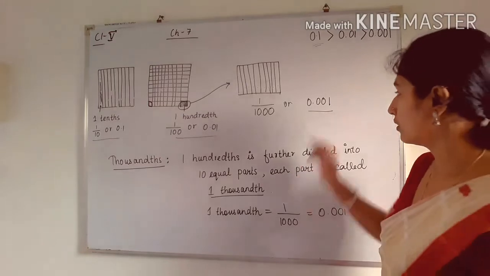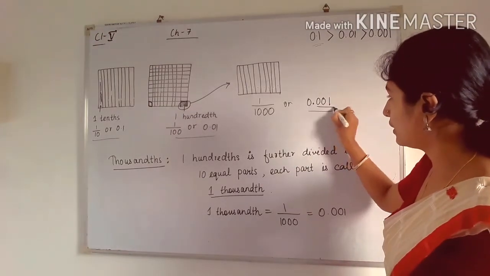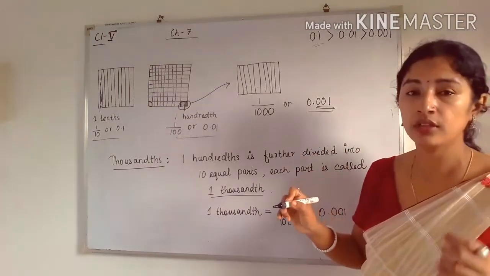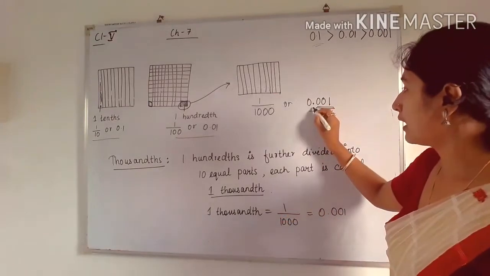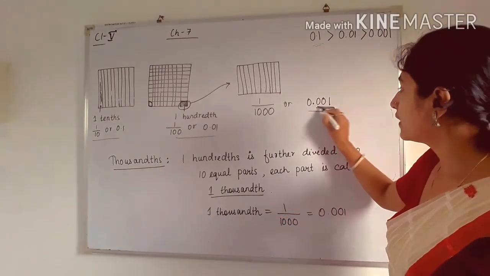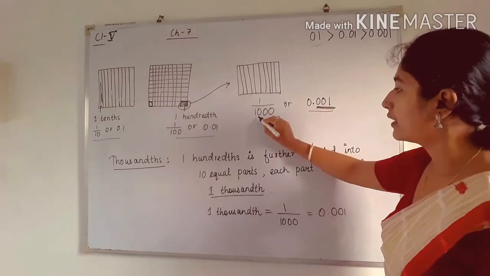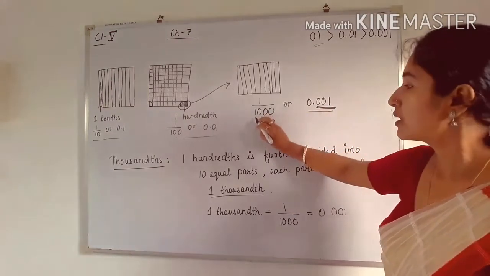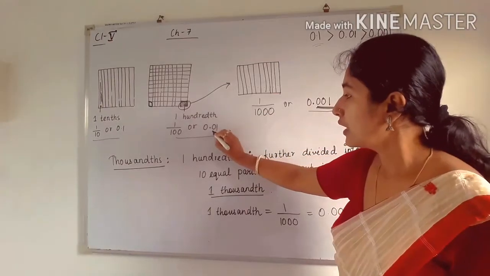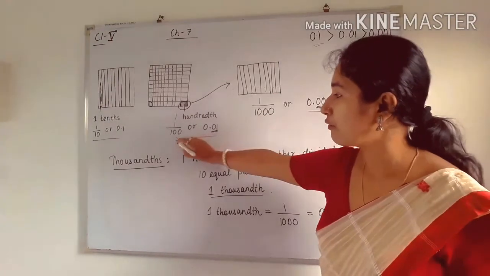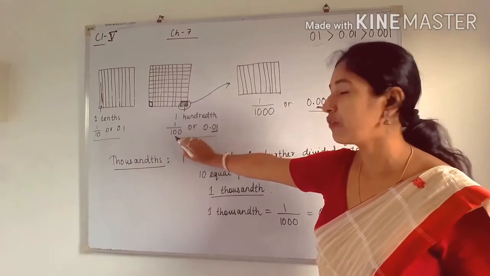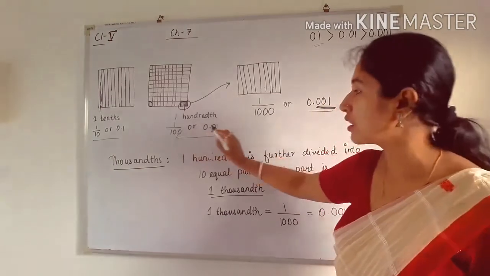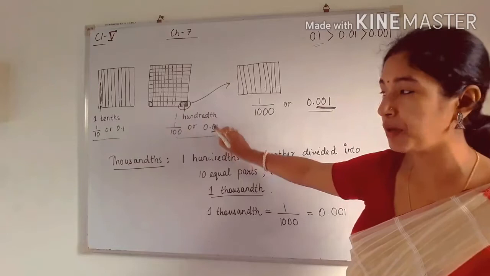See, after the decimal you can see here 3 digits are there. I told you in the last lecture, there are 3 digits. That means in the denominator you have to put 3 zeros after 1. Similarly here, after the decimal we have 2 digits, so you have to divide by 100. That means after 1 you have to put 2 zeros, because the number of digits after the decimal place is 2.